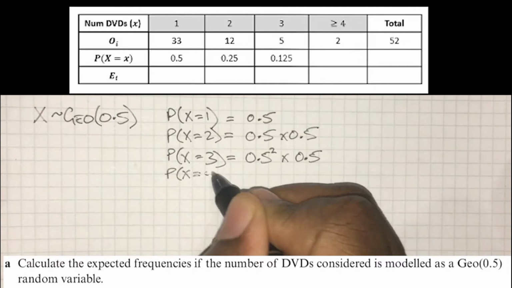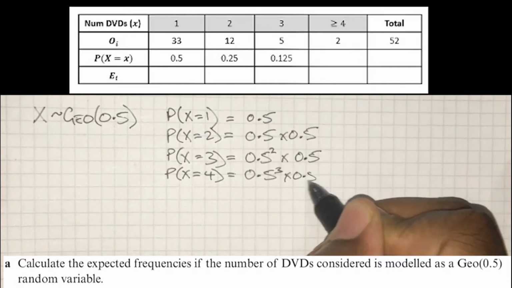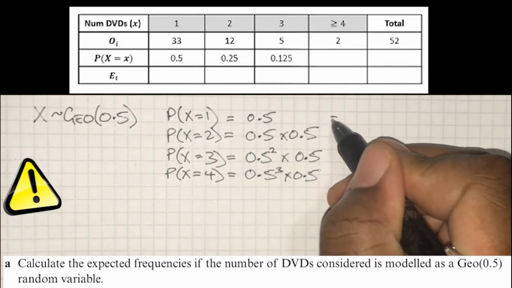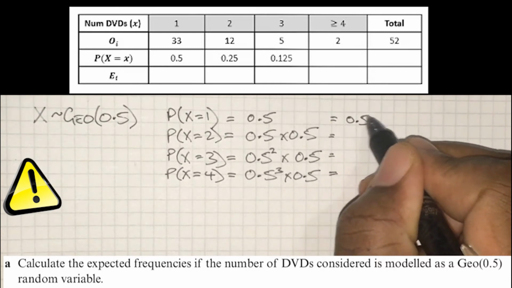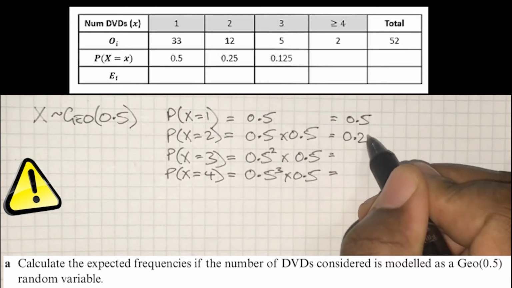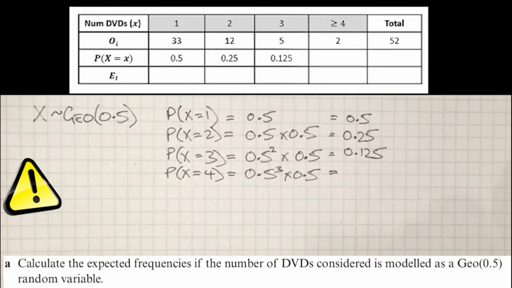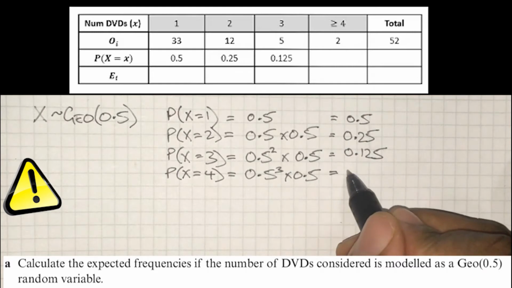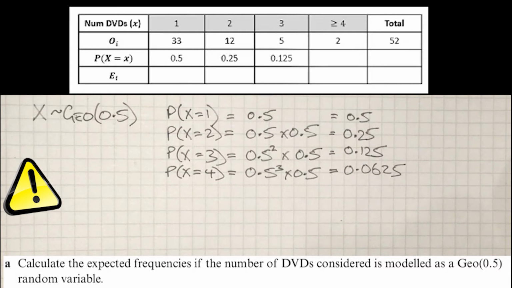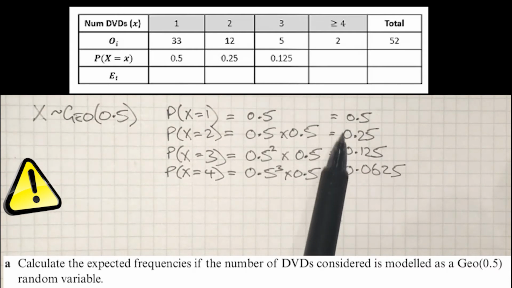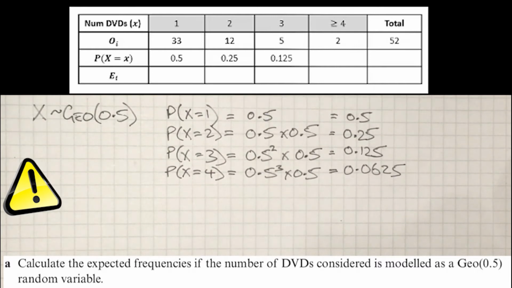Okay, so what's left to do? Just be really careful here. The probability that X equals 4 is 3 failures and then a success, so 0.0625. Now, let me just write these probabilities out and see if you can spot what the issue is. We know that all of the probabilities should add to 1. And at the moment, with the values we have here, they're not going to add to 1. Because our geometric distribution is infinite. It goes on forever. By just stopping at 4, I haven't included 5, 6, 7, 8, 10, 100, 200.